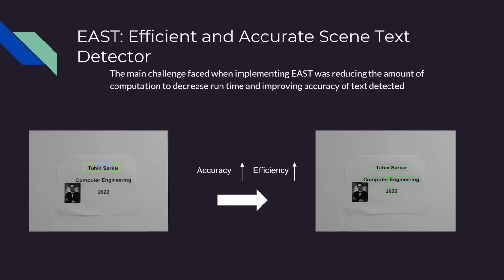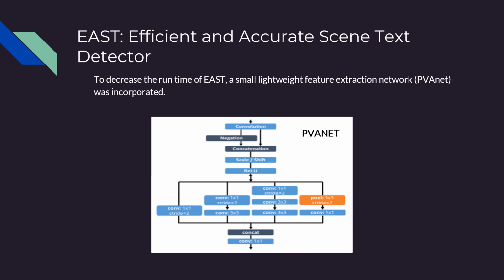The main challenge faced when implementing EAST was reducing the amount of computation to decrease runtime and improving accuracy of text detected. This was challenging because these two characteristics are usually inversely proportional. To decrease the runtime of EAST, a small lightweight feature extraction network, PVA-Net, was incorporated.